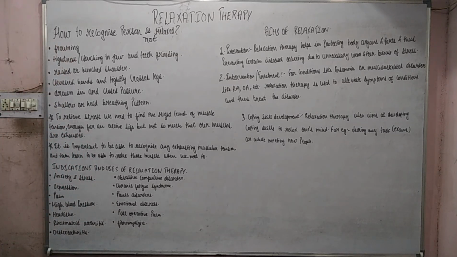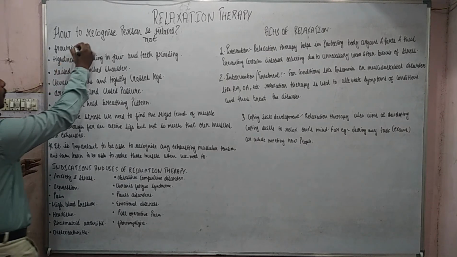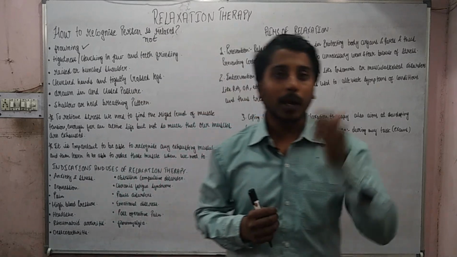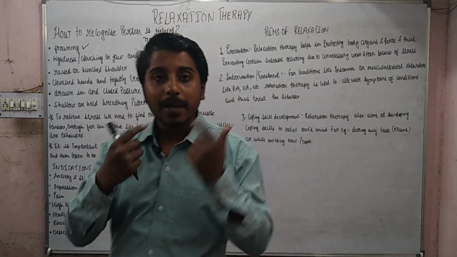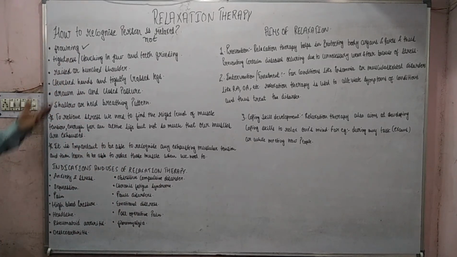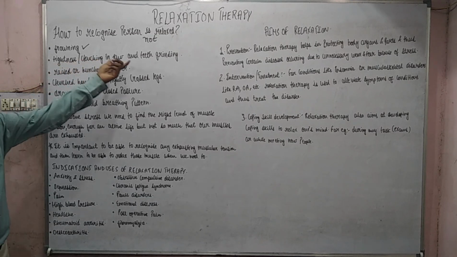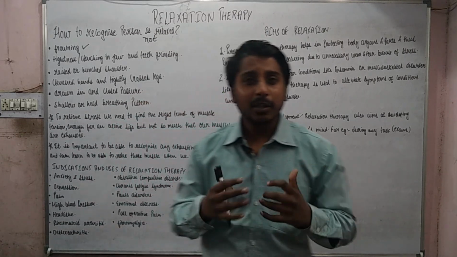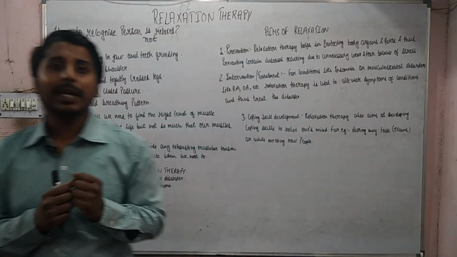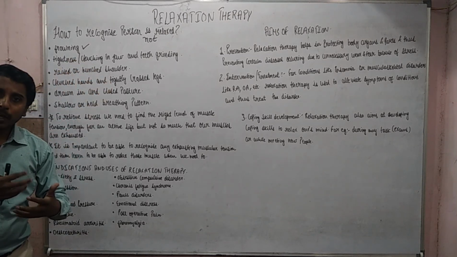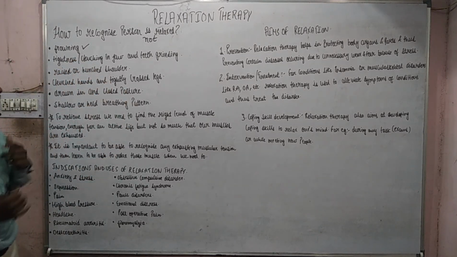How to recognize that a person is not relaxed? First is frowning. Frowning is related to facial expression: lines at forehead, eyebrow movement. These are some signs of frowning. Then tightness, that is the clenching in jaw and teeth grinding. If somebody is holding the jaw very tightly, clenching the jaw and grinding teeth, it is a feature that a person is not relaxed and is undergoing some kind of stress or anxiety.